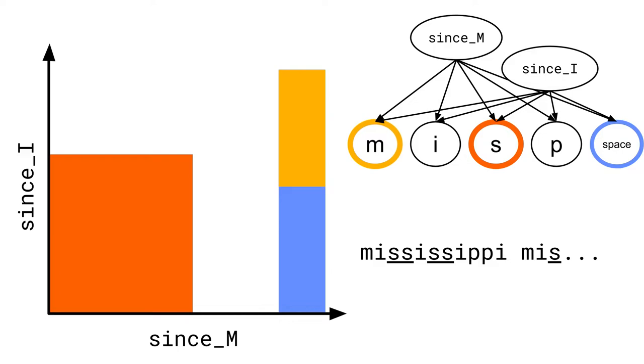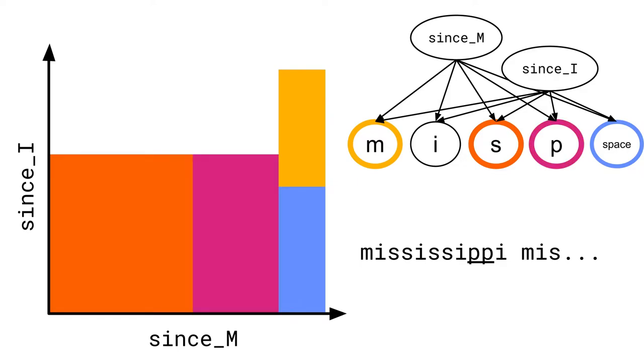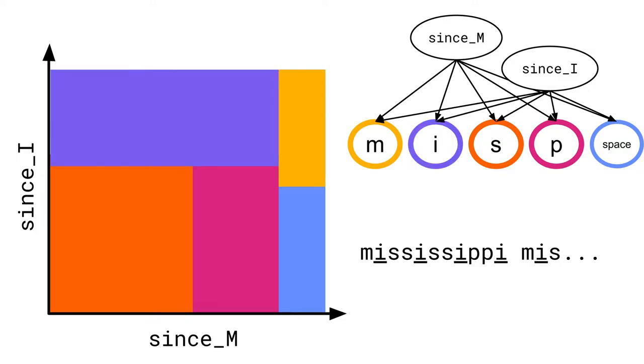To accurately predict the letter S in Mississippi, we want the S output node to activate the strongest when both since I is low and since M indicates we are in the first two-thirds of the word. The P output node should react stronger towards the end of the word when since M is higher. Finally, we will have the output node corresponding to I activate the strongest in this remaining region, when since I is high and since M is low enough to mean we aren't at the end of the word.